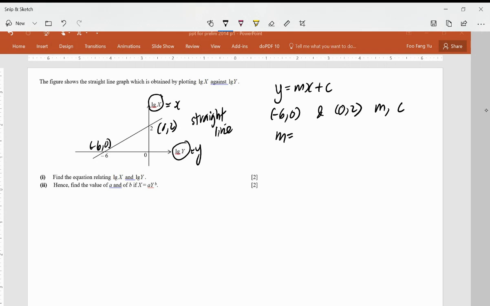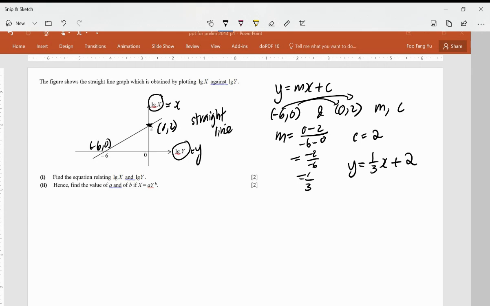So I find my gradient first. 0 minus 2 over negative 6 minus 0, I get 1/3. Then I'm going to find the c value. The c value here is given as 2 because it intersects at 2. So my straight line is related by y equals 1/3 x plus 2.